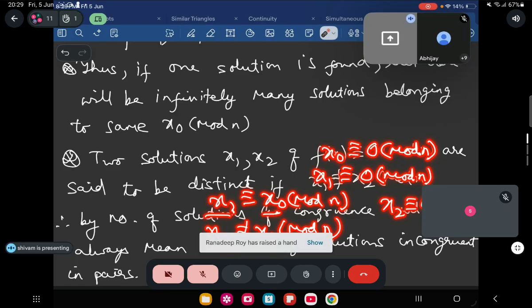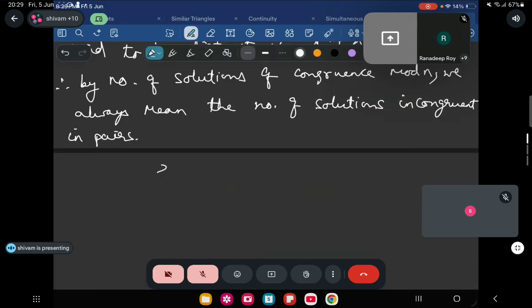Tell me, Ronald, you are asking something. Sir, what does different classes mean? Different classes means they will give us different remainders when divided by n. Understood? I'll give you an example. For example, let us say you have got x square is congruent to 1 mod 8. Sir, I'm just giving an example. You understand this.